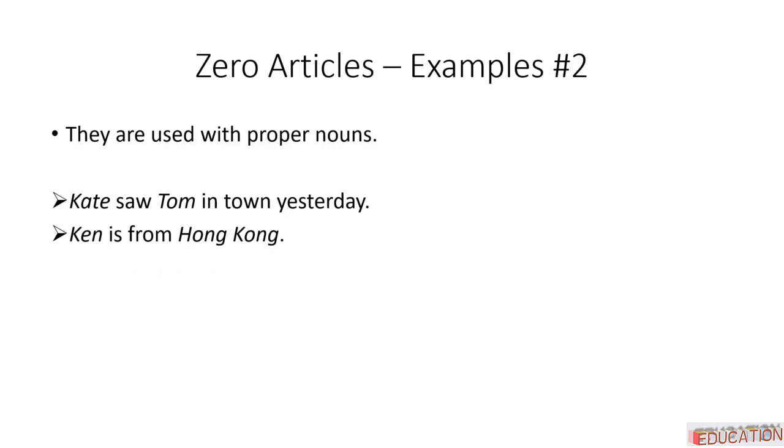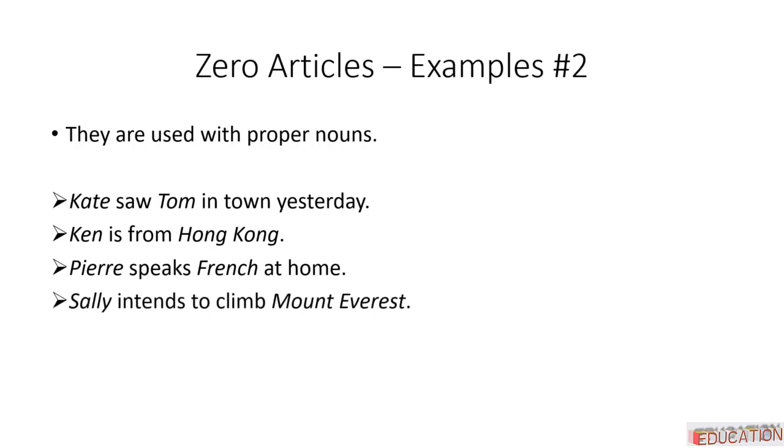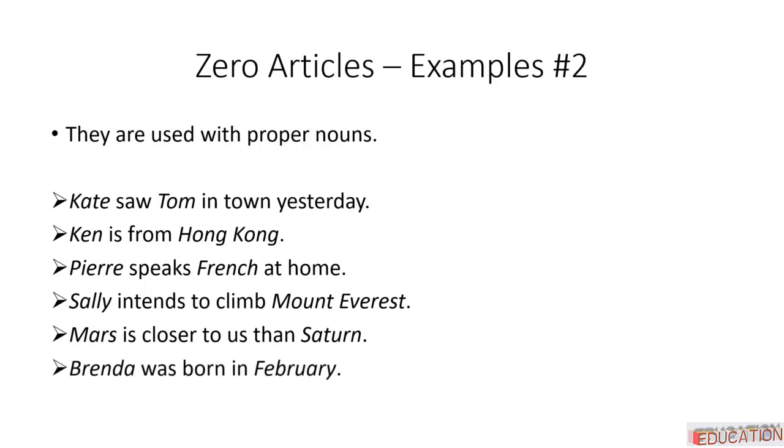Ken is from Hong Kong. Hong Kong is also a proper noun. Pierre speaks French at home. Sally intends to climb Mount Everest. Mars is closer to us than Saturn. Brenda was born in February. And in all of these examples you can see the proper noun is in italics and there is no article in front of them.